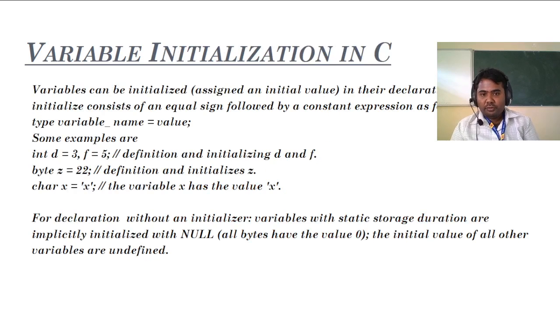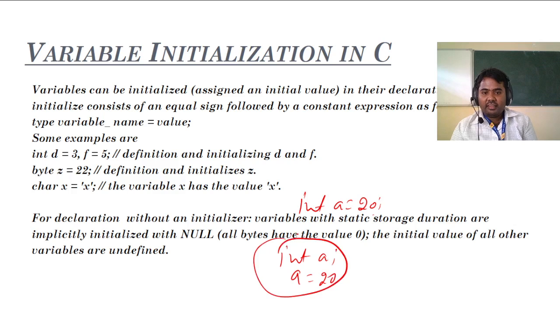Okay, there are two ways to initialize. I can initialize in the same line, for example, int A is equal to 20, or I can split it into two lines: int A; semicolon. In the next line I can put A is equal to 20. Okay, this entire thing is equivalent to int A is equal to 20. I can initialize directly, or I can initialize in multiple lines.